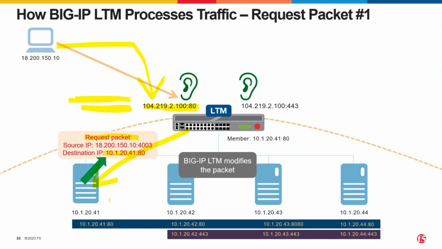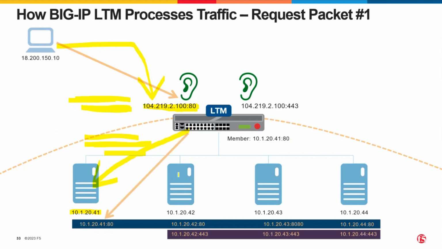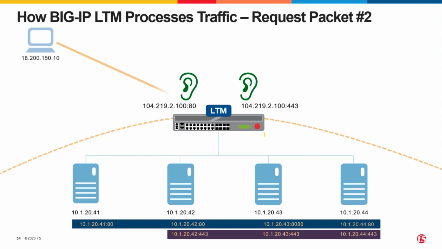Destination IP will be the IP of the selected pool member, and of course the port of this pool member, but the source IP will be the original client source IP. So by default, F5 does not translate the source IP of the client traffic. Sometimes this causes some issues, maybe not issues, but additional configuration has to be made to bypass that issue.